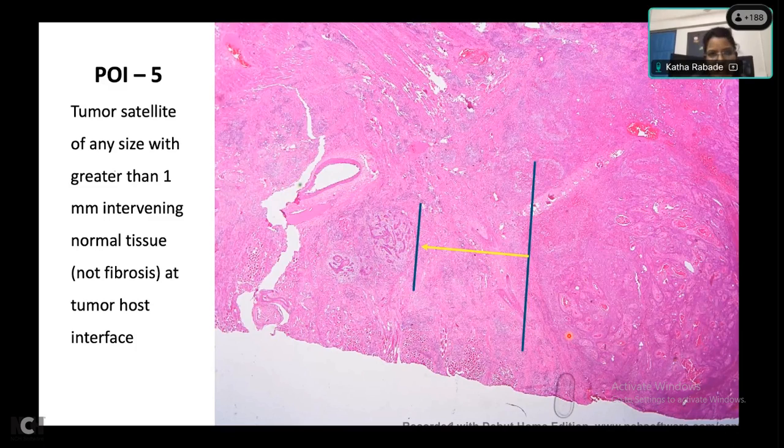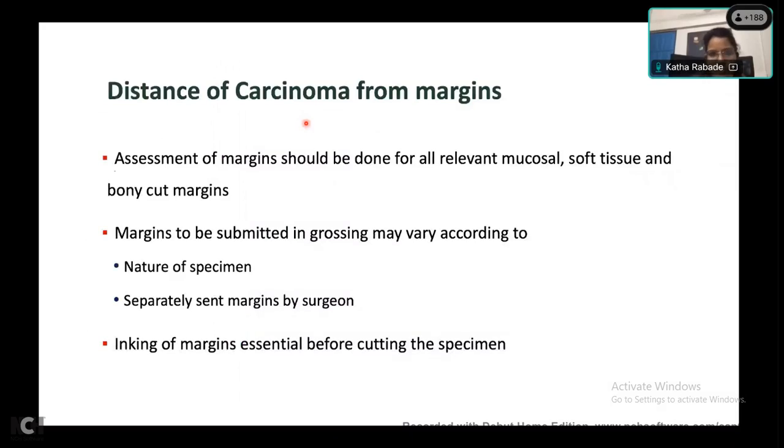The next element is the margin status. So assessment of the margins should be done for all mucosal, soft tissue and bony cut margins. Margins may vary and they are submitted in the grossing. They may vary according to the nature of specimen, and some separately sent margins, which are sent by the surgeon, should also be assessed.